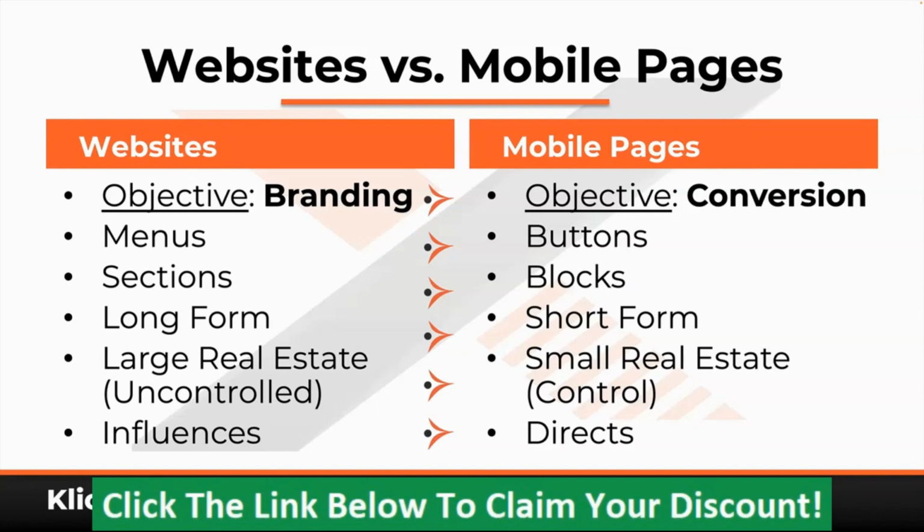It's built with menus, and it has sections. It's often long form, and it has a large real estate. That means it has a large screen. And usually uncontrolled. And then it's mainly focused on influencing other people. Mobile pages, here is where the objective needs to be conversion. You build a mobile page specifically with buttons rather than menus. You build them with blocks rather than sections, and they are often short form.